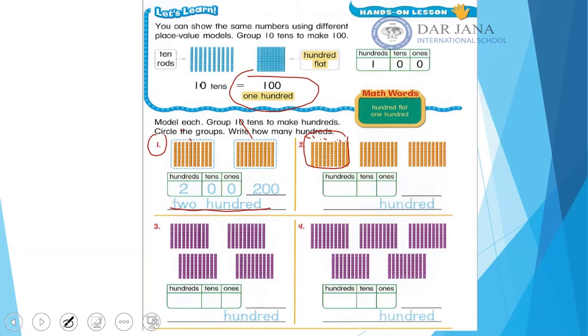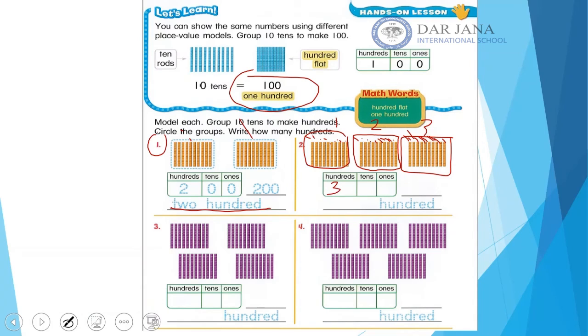Now, let's count more. I have 1, 2, 3, 4, 5, 6, 7, 8, 9, 10. Another 10 tens, so I have another 100. Again, 1, 2, 3, 4, 5, 6, 7, 8, 9, 10. Another 10 tens. So, how many 100 flats do I have now? When I group 10 tens, I have 1, 2, 3. So I have 3 hundreds.